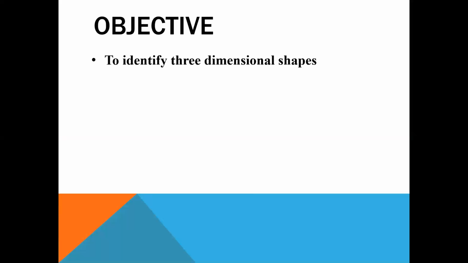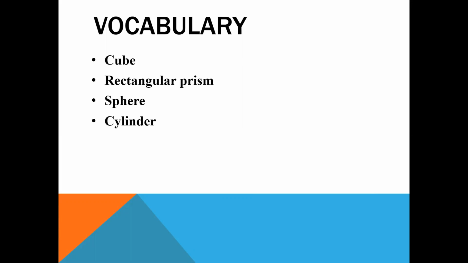When I take you through the PowerPoint, you will understand that you already knew some of the concepts that I'm going to show. Let's take a look at the vocabulary. Our first word for today is cube. Can you repeat after me? Cube. Very good. The second word is rectangular prism. After rectangular prism, we have sphere. Sphere. Then we have the cylinder. Cylinder. And finally, we have the cone.